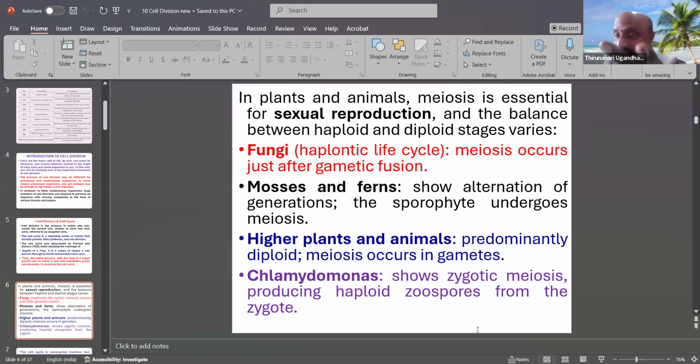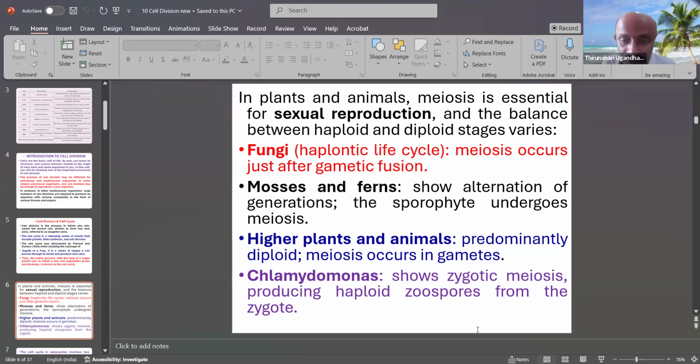In the sporophyte phase, there is a diploid number of nuclei. In the gametophyte phase, there is a haploid number of nuclei. That is important. Higher plants and animals are predominantly diploid. Meiosis occurs before fertilization, in the formation of gametes. Predominantly means meiosis happens only before fertilization. That is called gamete formation.